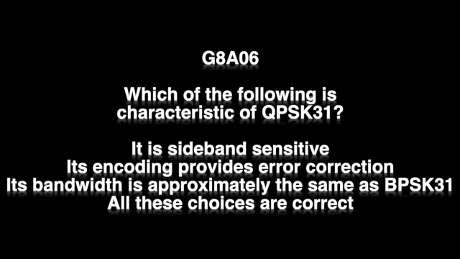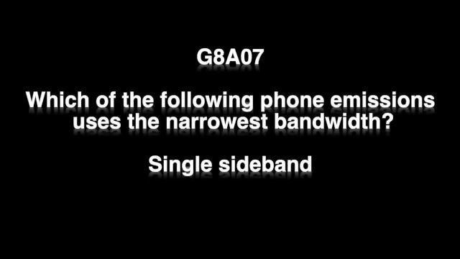G8A06. Which of the following is characteristic of QPSK31? It is sideband sensitive. Its encoding provides error correction. Its bandwidth is approximately the same as BPSK31. All these choices are correct. G8A07. Which of the following phone emissions uses the narrowest bandwidth? Single sideband. G8A08. Which of the following is an effect of overmodulation? Excessive bandwidth.